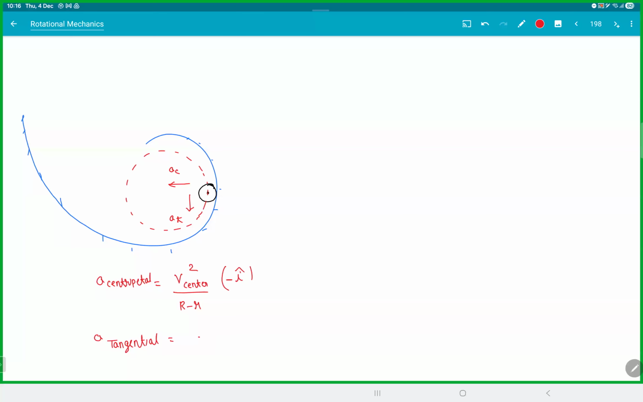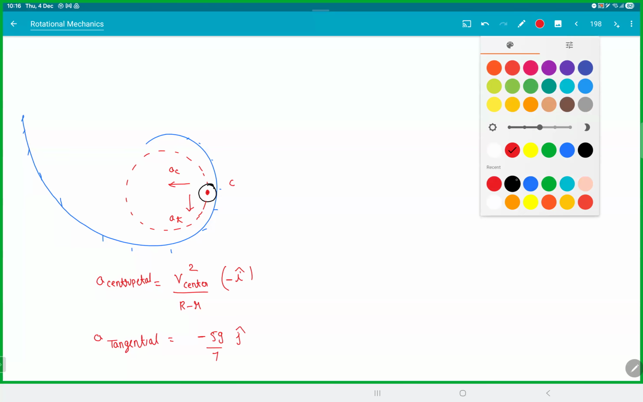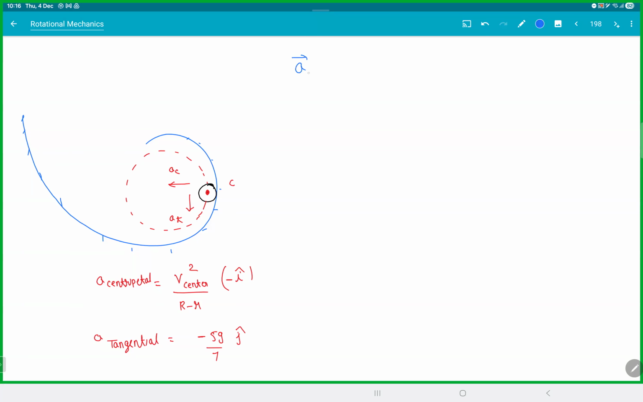And A tangential, just now we derived, 5g by 7 j cap. This is the acceleration of the center of the thing. So acceleration of the center of the sphere, remember that point itself is going in a circle, is minus v square by r minus r I cap, minus 5g by 7 j cap. Great. Now go and stand on the center.